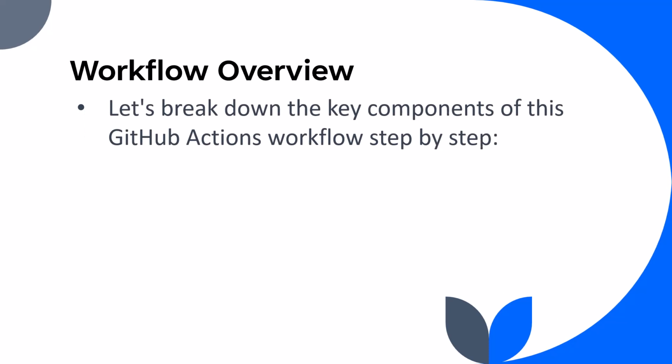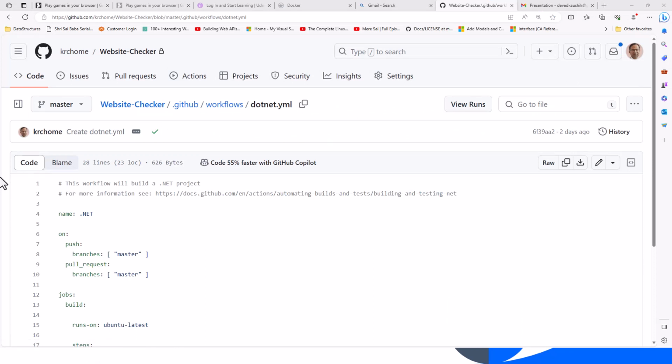We'll break down the key components of this GitHub Actions workflow step by step. The first is the workflow name. We have actually seen the GitHub workflow, and let me keep it side by side so that you will relate the YAML that we have seen in the previous lecture on setting up a practical demo of GitHub Actions workflow with website checker. So here it is. Let us quickly review this. This was the .NET YAML we created for setting up the GitHub workflows in the previous lecture.